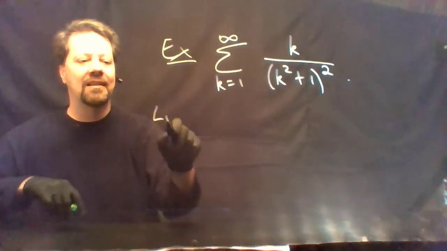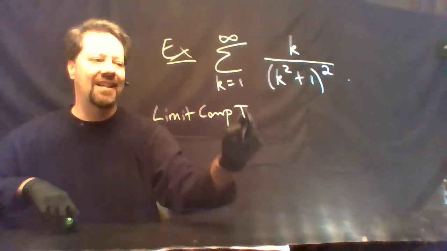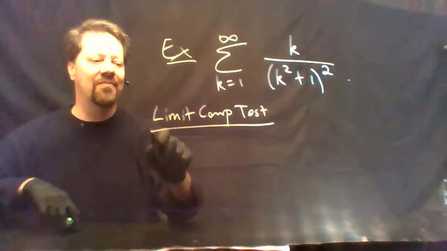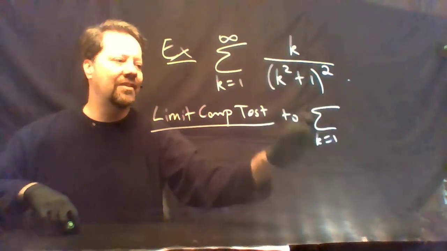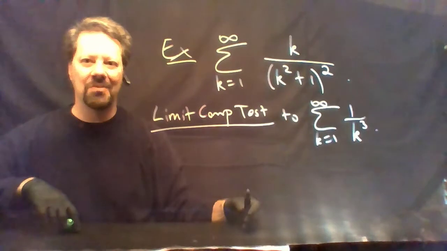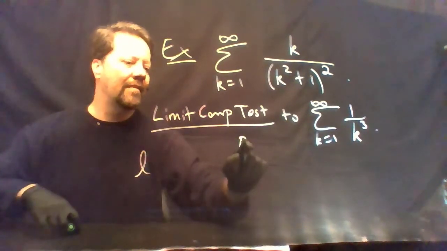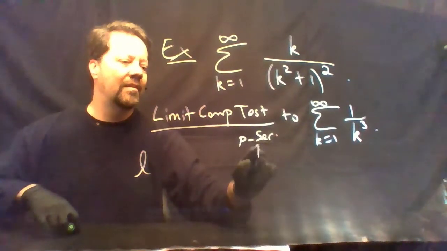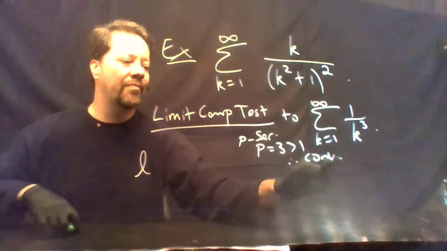Let's use the limit comparison test, since that's our new toy, to the p-series, the sum as k goes from 1 to infinity of 1 over k cubed. This is a p-series. P equals 3, greater than 1, therefore converges.